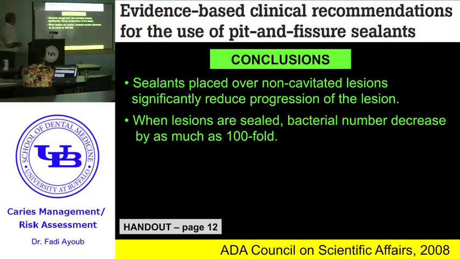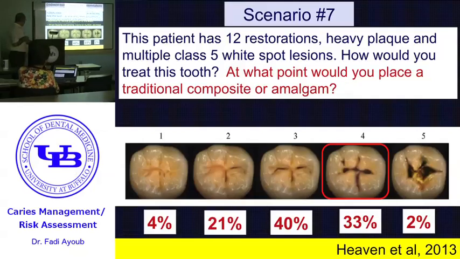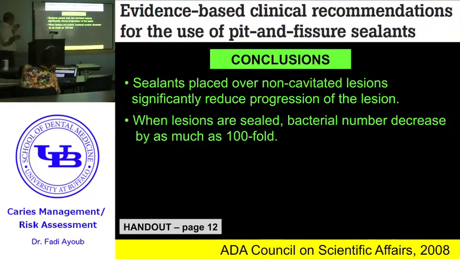The conclusion is sealant placed over non-cavitated lesions significantly reduces progression of the lesion. So basically, if we go back, the recommendation they were talking about is number 1 and number 2. Most likely, you could use sealant on it, and even if there's nothing in progression, in the future it will lessen the progression of the lesion. So you are ahead of that. Sealants placed over non-cavitated lesions significantly reduce progression of the lesion, and when lesions are sealed, bacterial number decreased by as much as 100-fold.